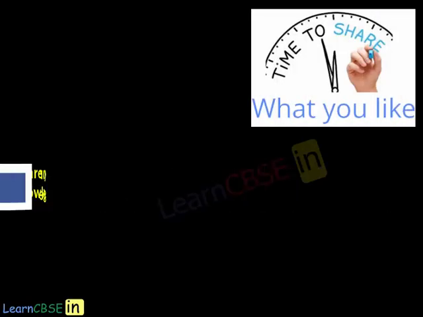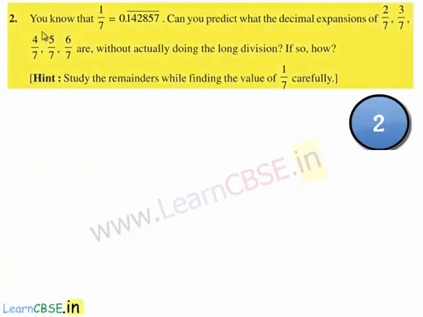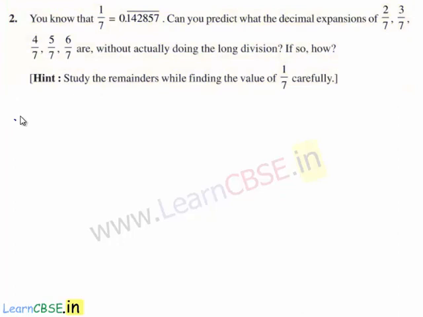Now let us move on to the second question. The question is: You know that 1 by 7 is equal to 0.142857 bar. Can you predict what the decimal expansions of 2 by 7, 3 by 7, 4 by 7, 5 by 7 and 6 by 7 are without actually doing the long division? If so, how? So we shall move on to the solution.